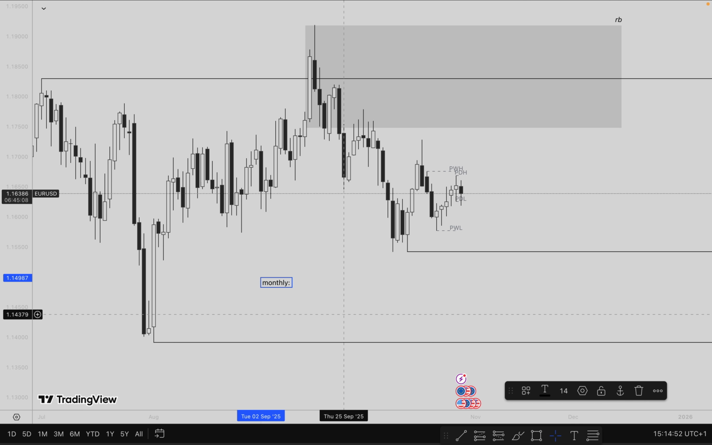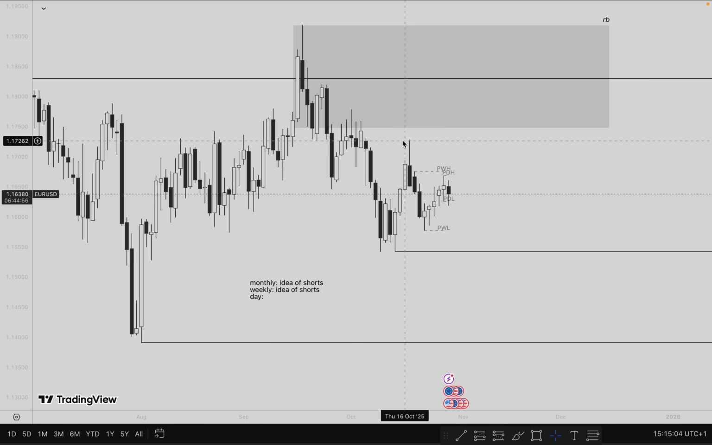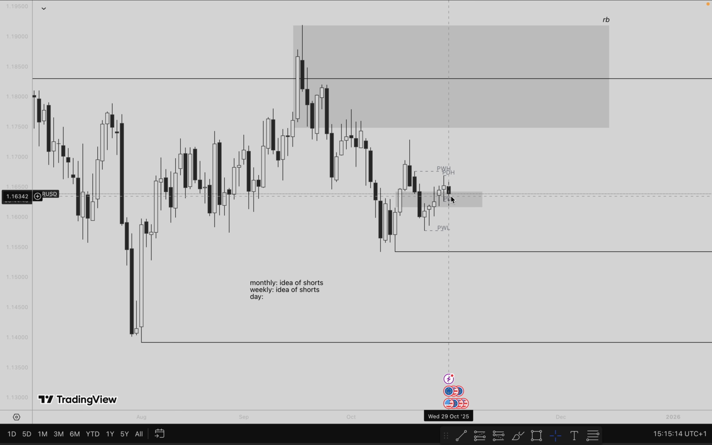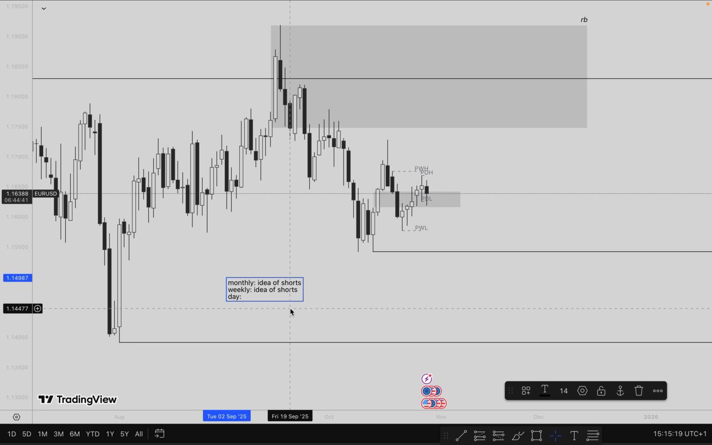Okay, so after aligning the idea, I have an idea of shorts on the monthly time frame, and on the weekly time frame I have the idea of shorts. Right now on the daily time frame I see again that we got this correction, and after that we got this reaction. We inverted this zone of fair value gap, we are testing this zone right now, and we are getting again this bearish candle. So if there is enough confirmation on a low time frame, I will short this movement to potential targets right here.